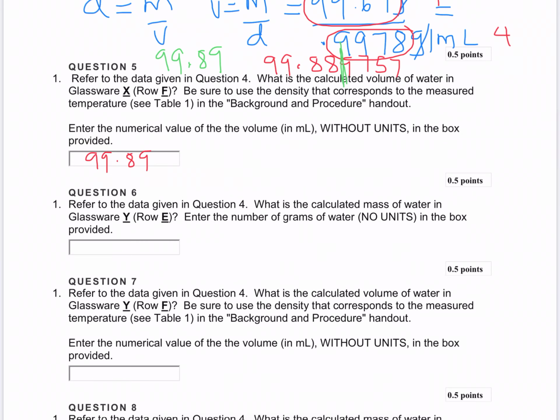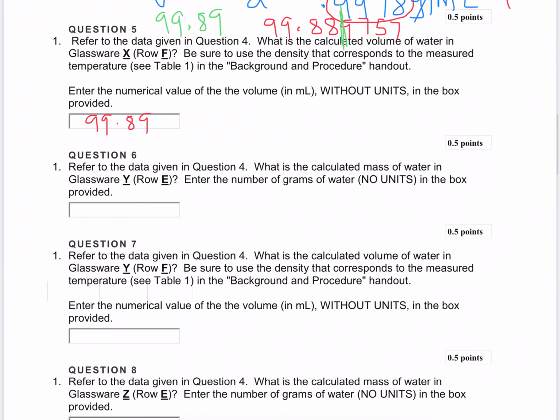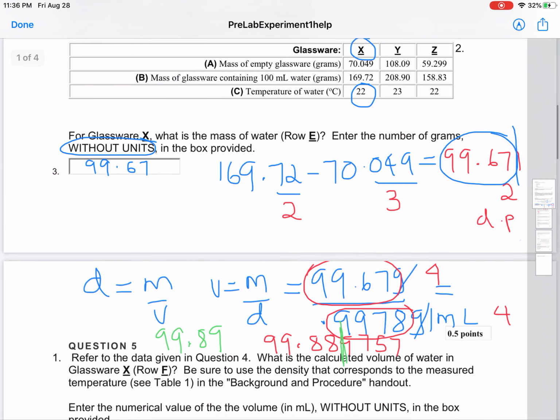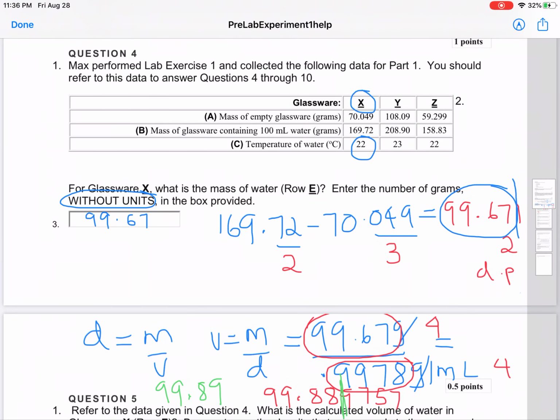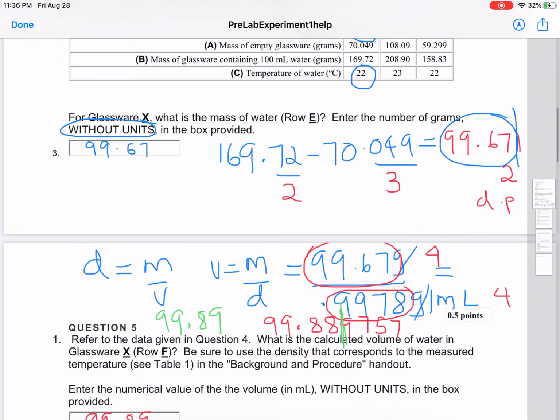And then it is asking to find the volume. Enter the numerical value of the volume. How do you find the volume? Same thing. Volume would be mass over density. You find the mass. And how do you find the density? Now you refer to the table in the handout for experiment 1. At 23 degrees Celsius, the density is going to be a different number than 0.9978. That's going to be 0.9975. So you refer to the table, and you divide the mass by the density so you can find out the volume. Okay, that's what you're going to include for question 7.